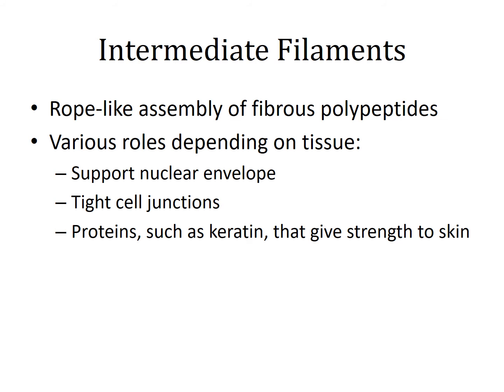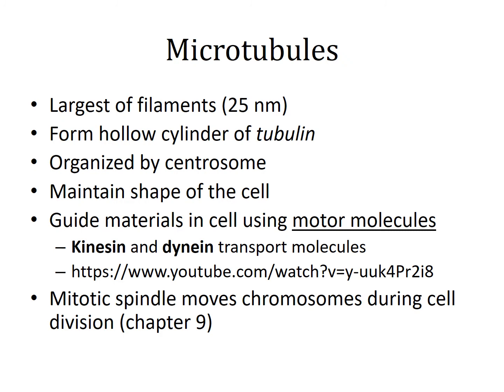Intermediate filaments have various jobs, but they do a great job of supporting the nuclear envelope. They help form tight cell junctions where you don't want things to pass through those cells, and they give strength to skin. Microtubules are the largest of the cytoskeletal elements, and they play a huge role in mitosis. They are responsible for moving chromosomes around during cell division.